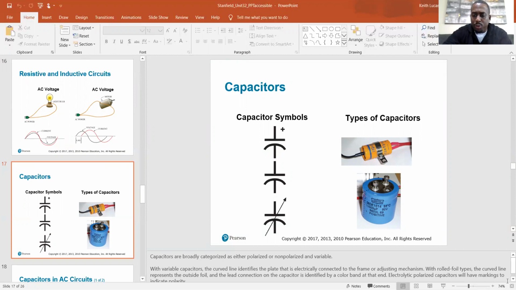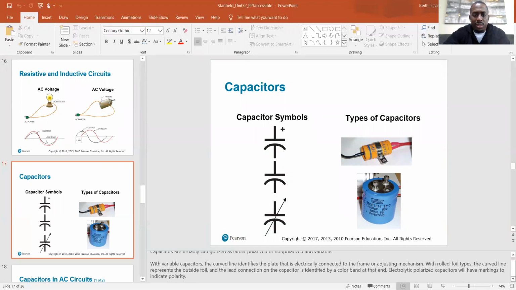Electrolytic polarized capacitors will have markings to indicate polarity. So these capacitors are a little bit less common in what we do. Let me just grab one that I have.